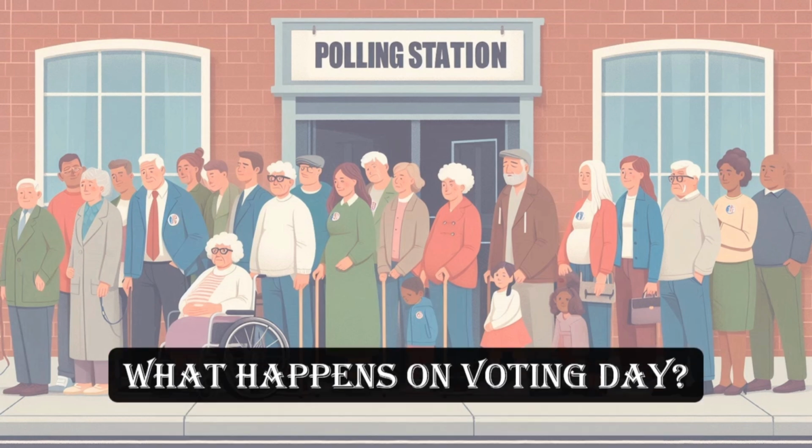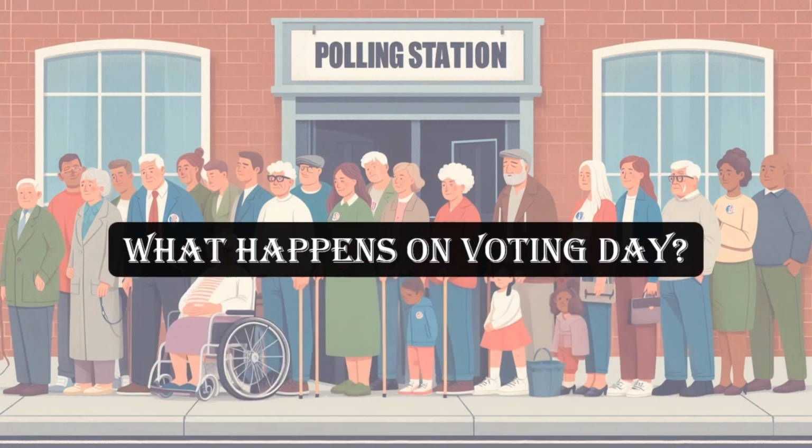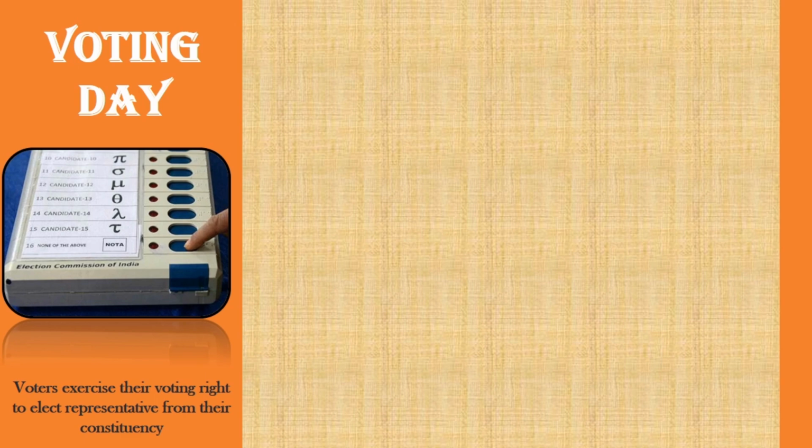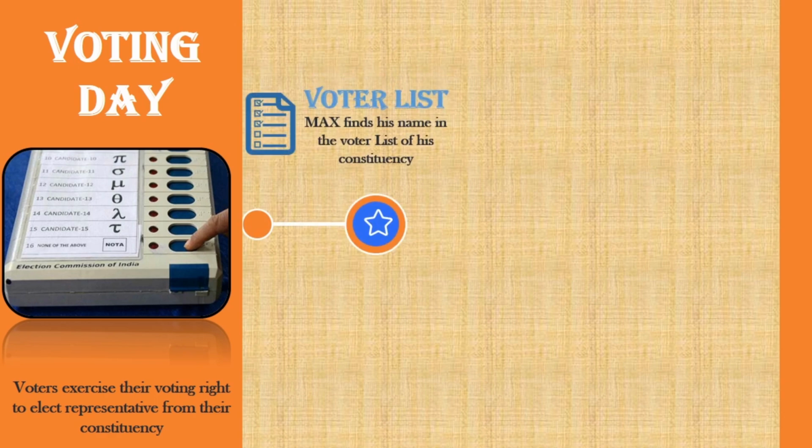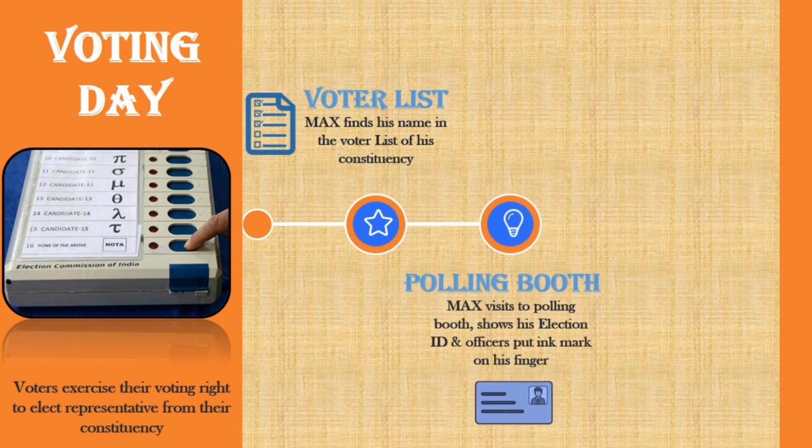Now, you must be excited to know in detail what happens on election day. On voting day, voters exercise their voting right and elect a representative from their constituency. To understand the process, let us take the example of a voter whose name is Max. First, Max searches for his name in the voter list of his constituency. The voter list is prepared by the Election Commission. After finding his name in the voter list, Max visits the polling booth.